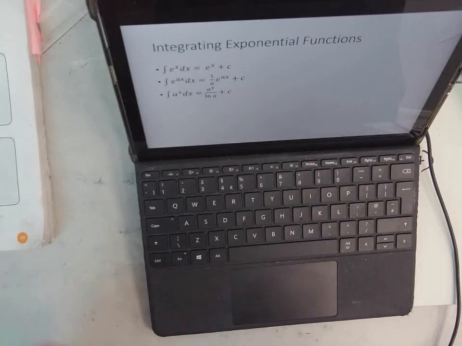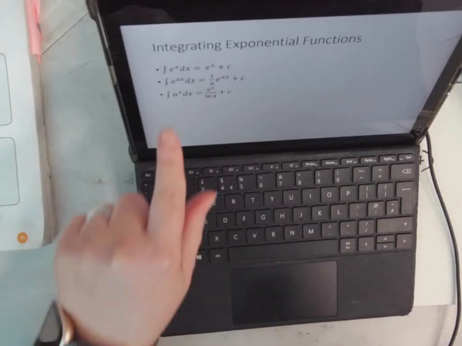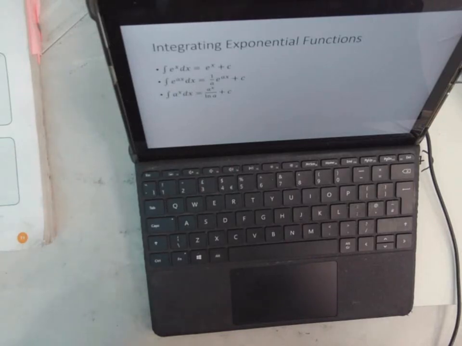Right. If there's a number in front of the x, as in e to the power of 3x, e to the power of 2x, e to the power of 5x, e to the power of minus x, okay? It's 1 over a, so whatever that number in front of x is, it's 1 over that, multiplied by e to the power of ax plus c.